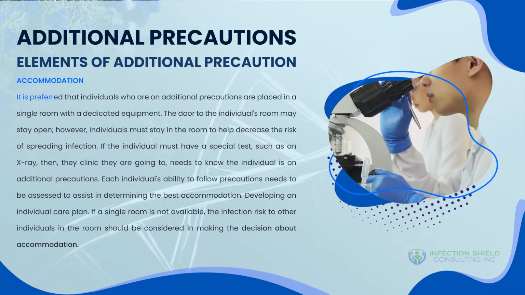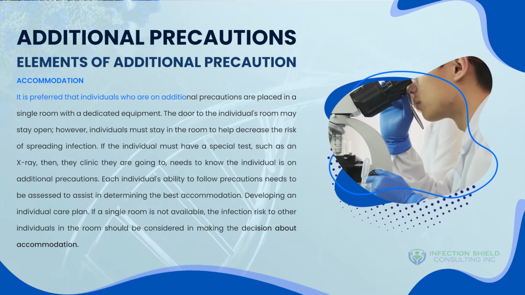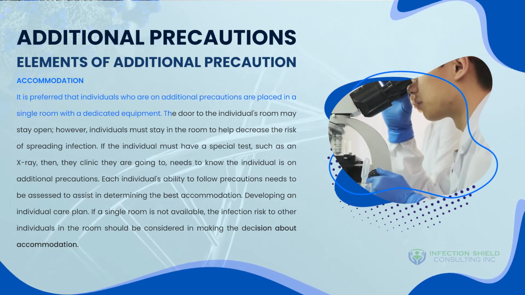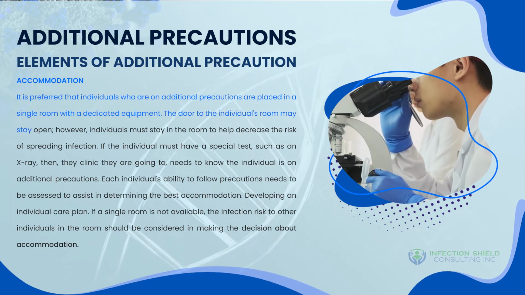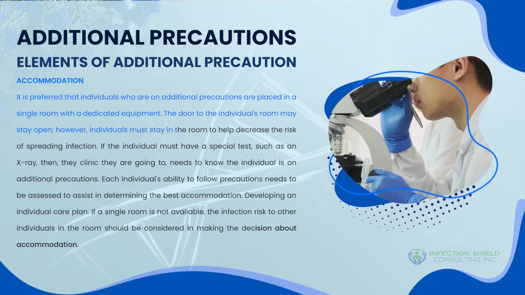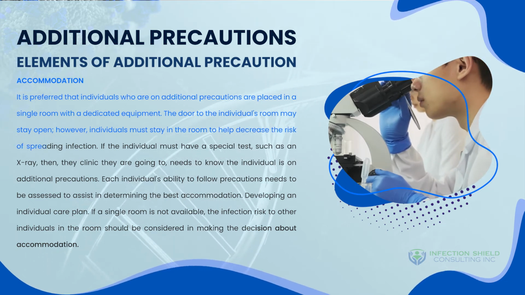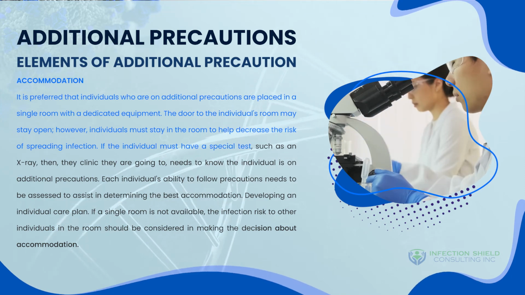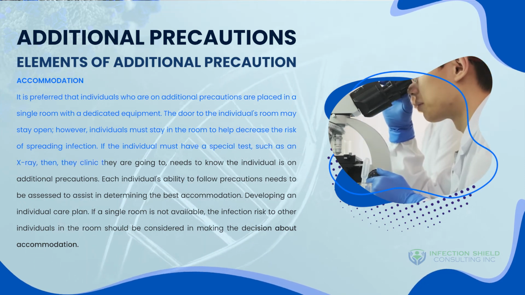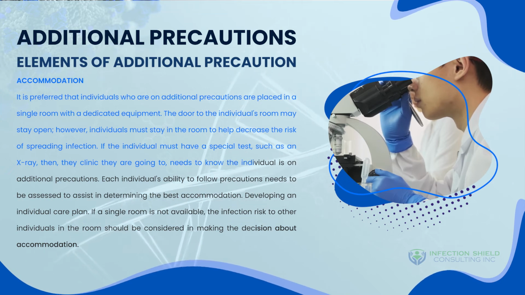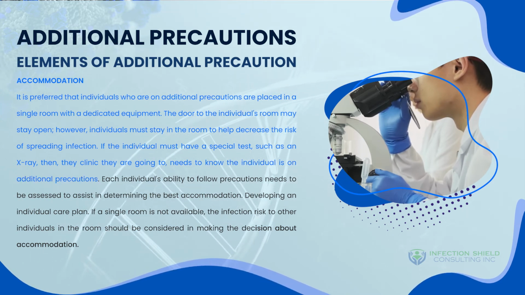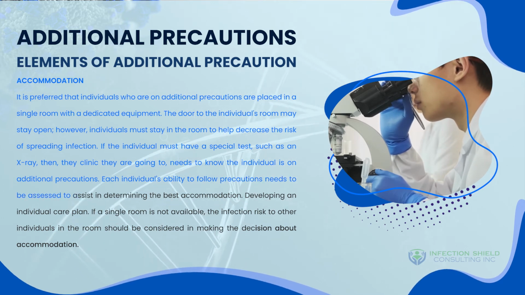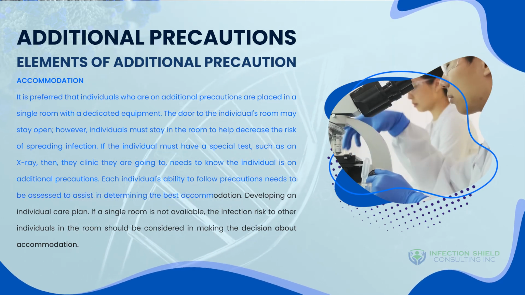Elements of additional precaution. Accommodation. It is preferred that individuals who are on additional precautions are placed in a single room with a dedicated equipment. The door to the individual's room may stay open. However, individuals must stay in the room to help decrease the risk of spreading infection. If the individual must have a special test, such as an X-ray, then the clinic they are going to needs to know the individual is on additional precautions. Each individual's ability to follow precautions needs to be assessed to assist in determining the best accommodation.